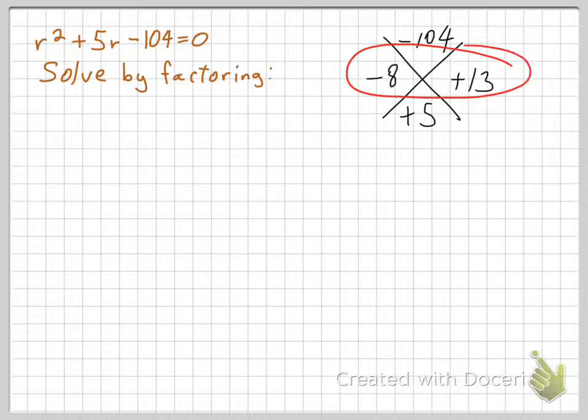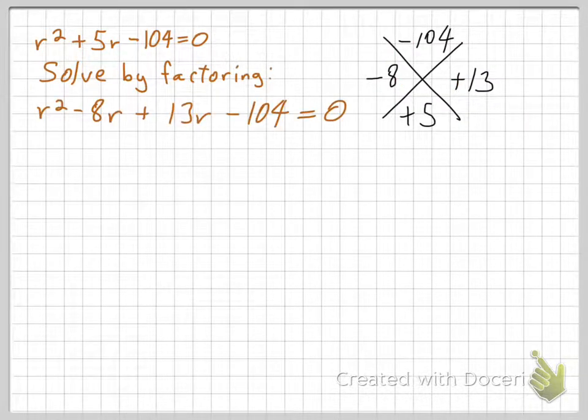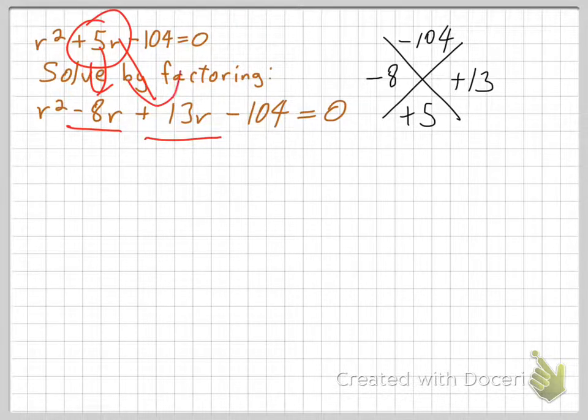Negative 8 times 13 is negative 104, and negative 8 plus 13 is 5. So I'm going to take these two numbers, negative 8 and positive 13, and substitute them in for 5r, right? 5 is equal to negative 8 plus 13. Negative 8r plus 13r equals 5r. So I just broke up the 5r into negative 8r plus 13r.